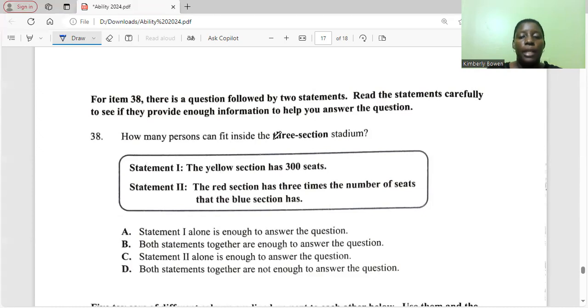Can we be able to determine how many persons can fit in the 3-section stadium from these 2 statements? No. Why? Because, yes, we know that there are 300 seats in the yellow section, but we don't know how many seats are in the blue section. And it says that the red section is 3 times the number of seats in the blue section. If we had the information for the blue section, we'd have just multiplied it by 3 and found the red section. And we already know the yellow, but we just don't have the information for the blue section. And that's why both statements together are not enough to answer the question. But that's D.